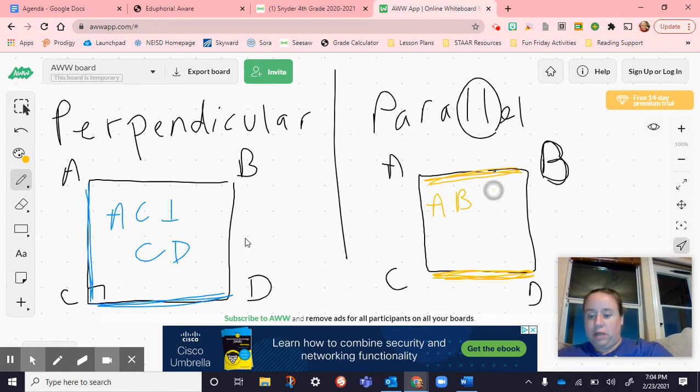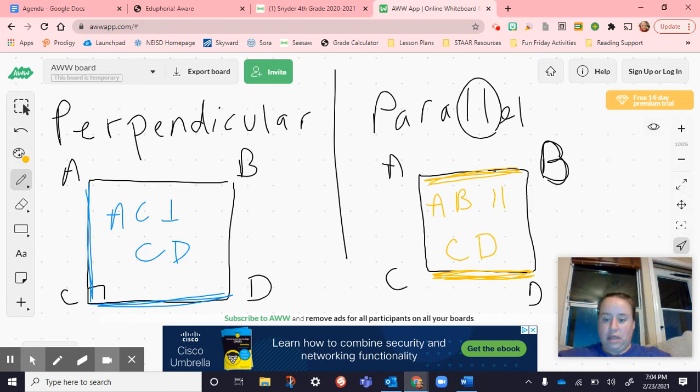And those lines are parallel because they are the same distance apart from each other and they are never going to touch. Notice these here, they're touching, so they're intersecting, but the way that they intersect is at that 90-degree angle. So that 90-degree angle makes that perpendicular.